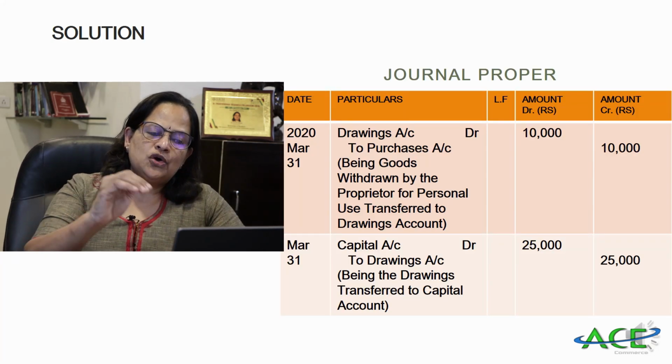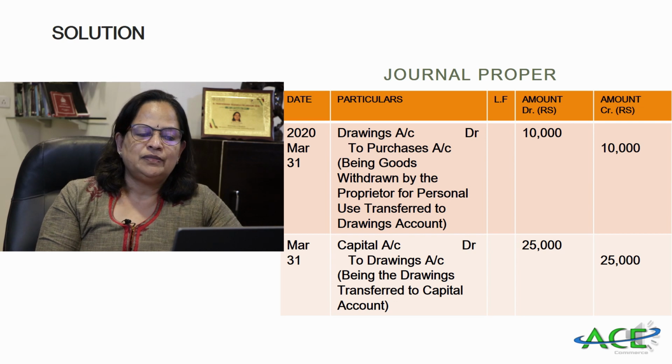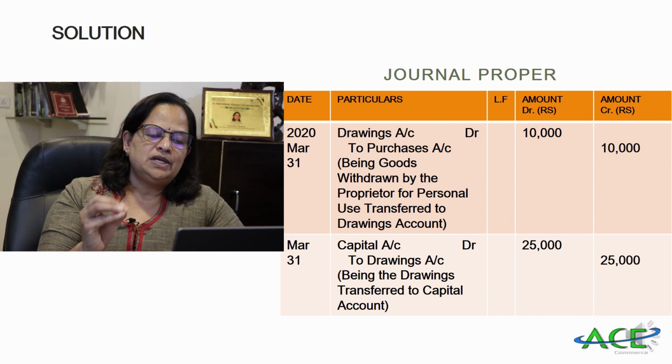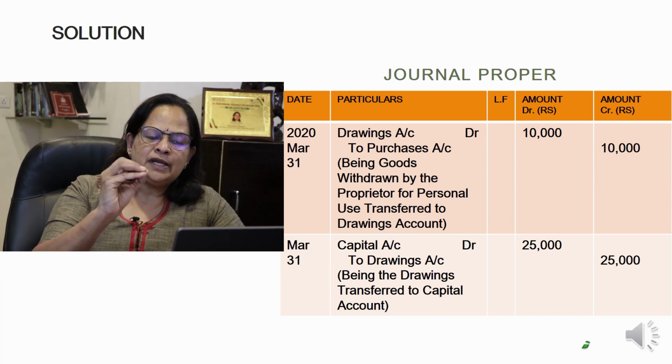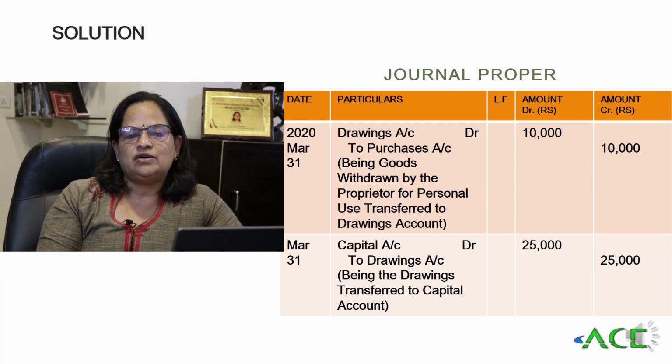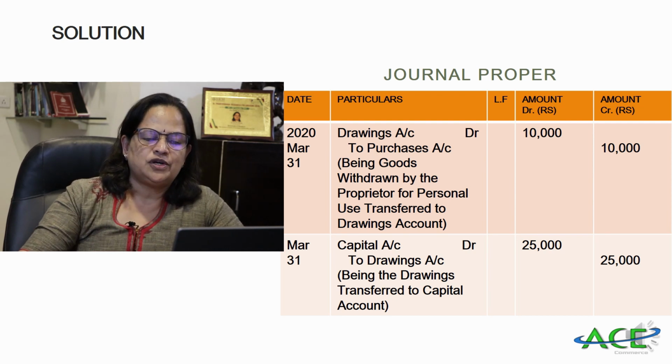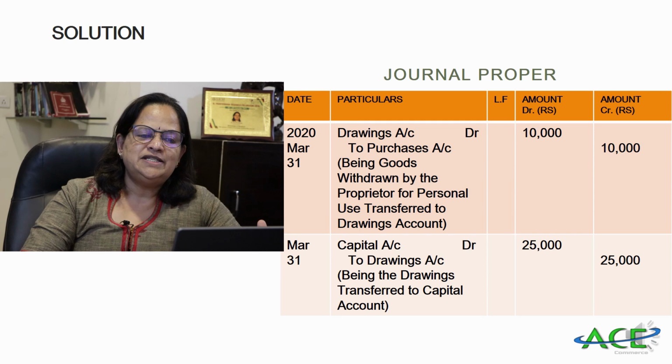First one is drawings account debited to purchases account. Drawings account debited to purchases account 10,000, goods withdrawn. Second one is capital account debited to drawings account. So these two entries, one is goods withdrawn, second one is cash withdrawn. So both are adjusted through the adjusting entries.